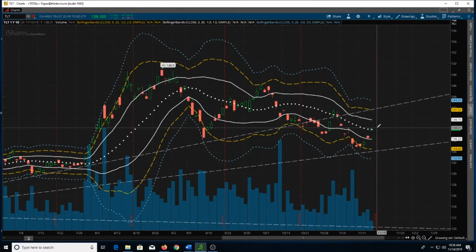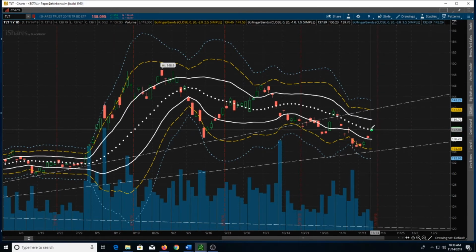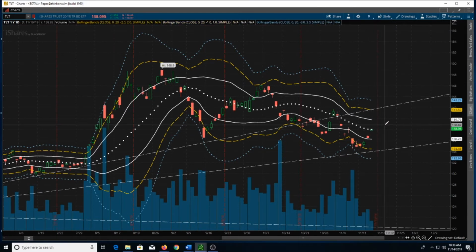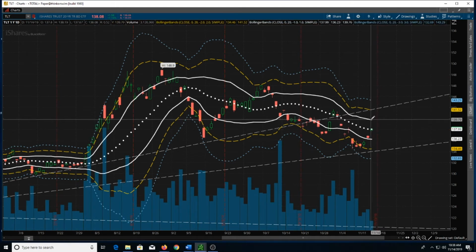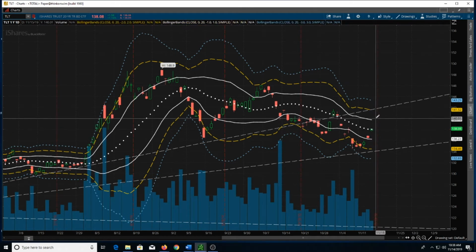So keep that in mind with your trading. If you've got some long positions on, you may have a problem. If I did go short here, I'd probably put my stop right up here at this 1 ATR deviation.